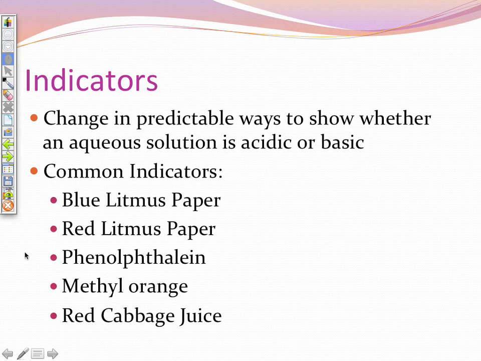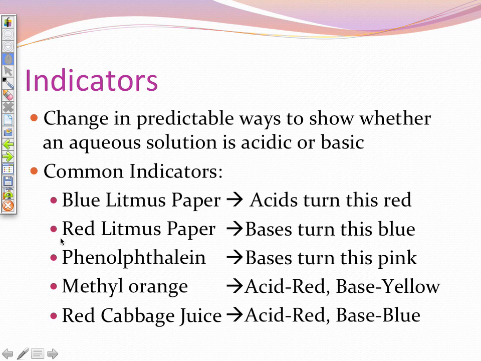So you could make your own indicator at home by taking some cabbage and some water, boiling them together, straining out the cellulose. You would have an indicator at home. It's kind of stinky though, which is why we are not going to do it here.